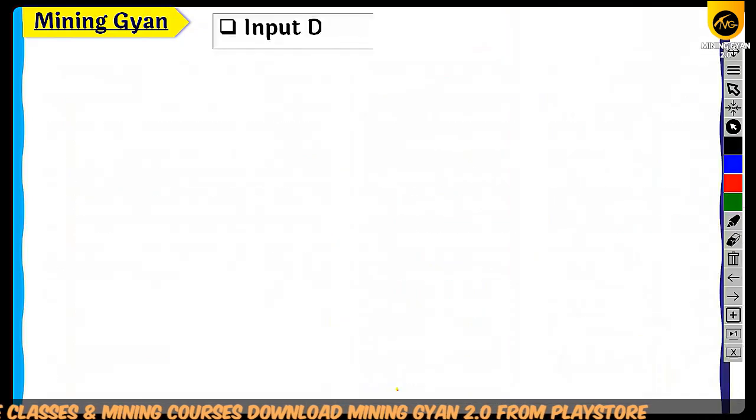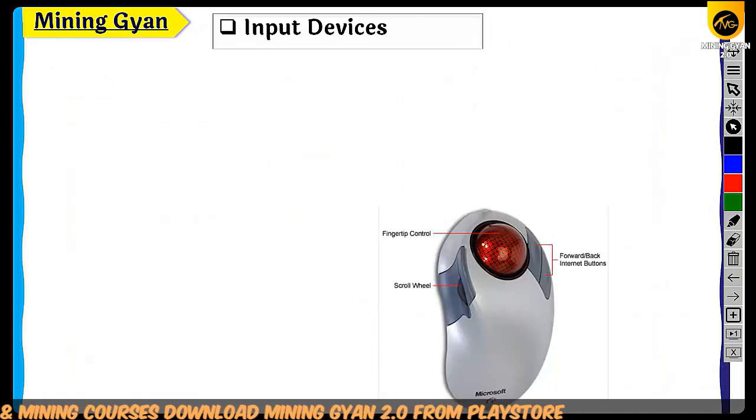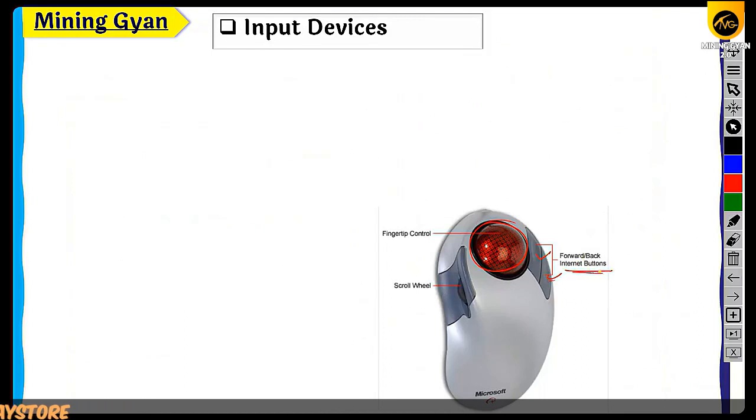Now the next one is the trackball. This is the look of a trackball. This is finger control, and there are two buttons, forward and back internet buttons. The next one is the scroll wheel. This is a wheel which is used for scrolling.